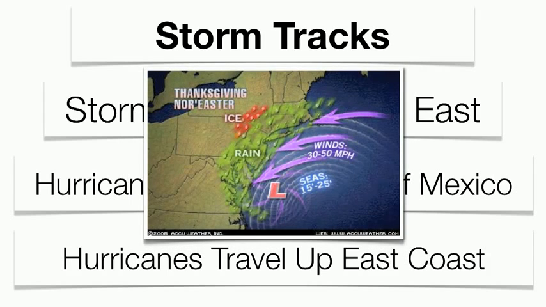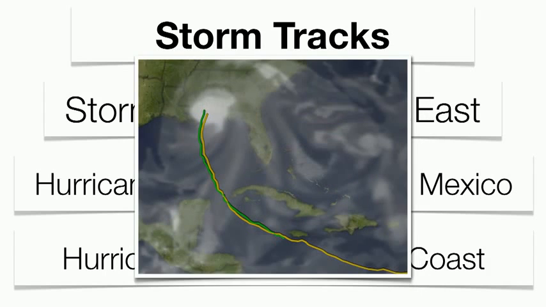So there's our typical storm track of a low pressure center that's called a nor'easter as it travels up the east coast. That started off on the west coast and traveled east. And then also our typical storm track for a hurricane entering into the Gulf of Mexico there.